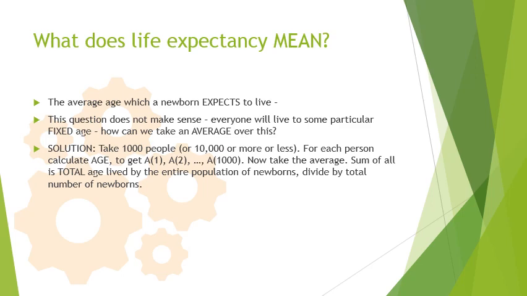So the solution to this problem is to take 1,000 people or 10,000 people born today and trace each of their lives. So one of them will live 5 years, one of them will live 10 years, one of them will live 13 years, and so on. So we take all the ages of these 1,000 people and take the total life. This is called person years, that all 1,000 people live. Take the total life and now divide by the population to get the average age of the entire population.